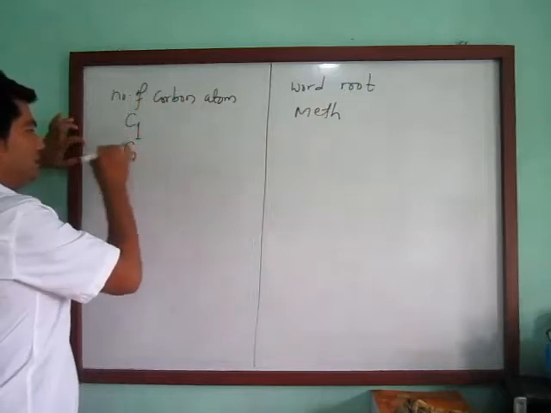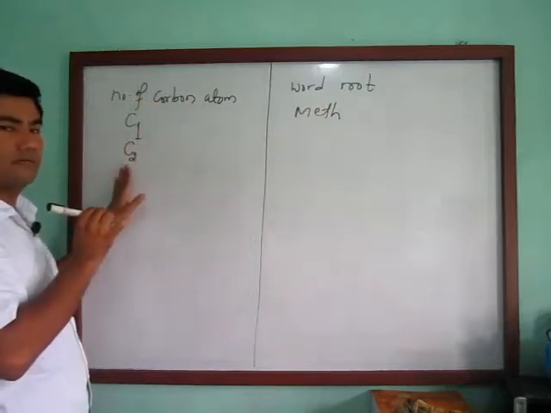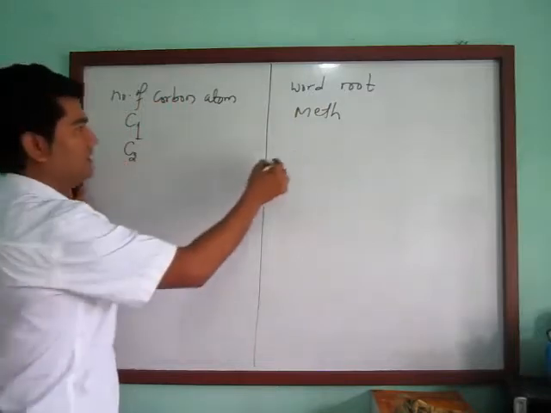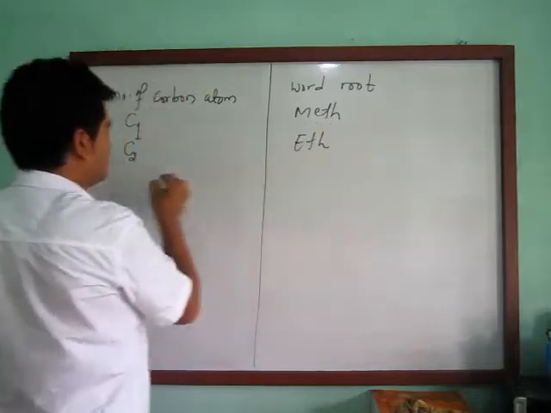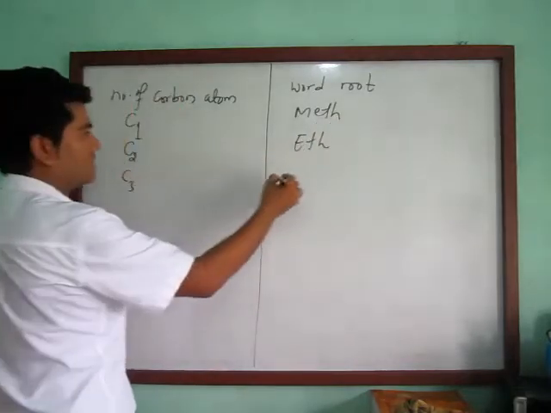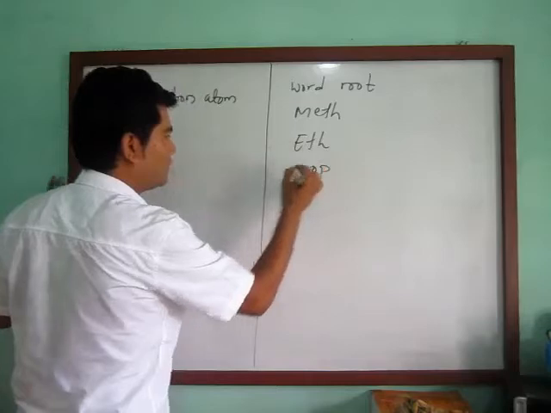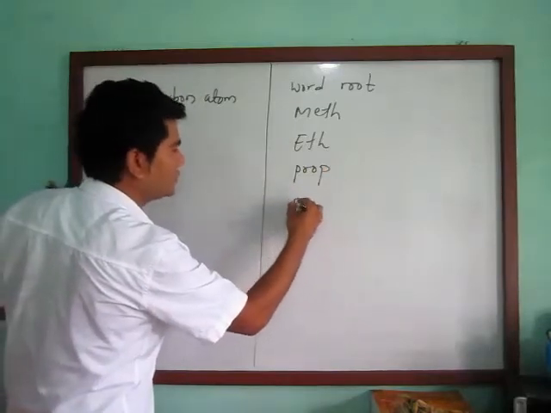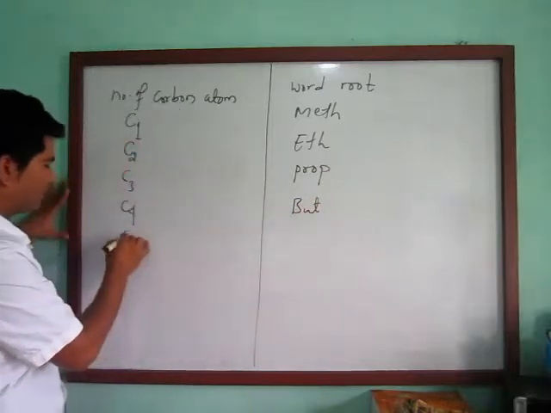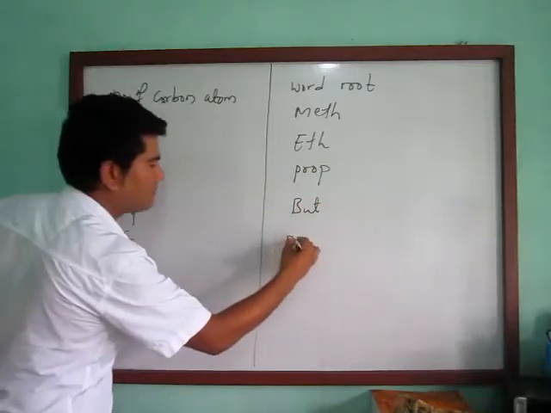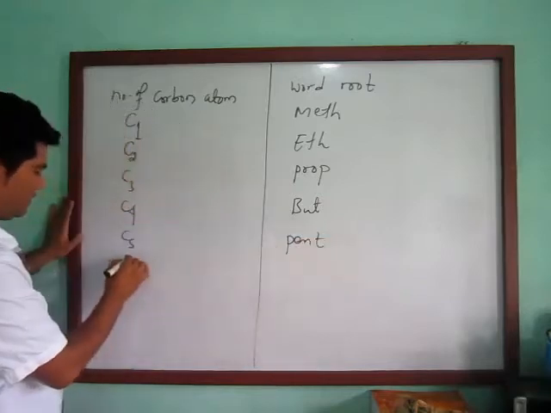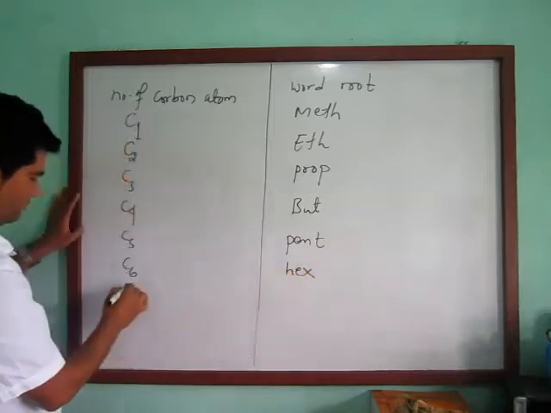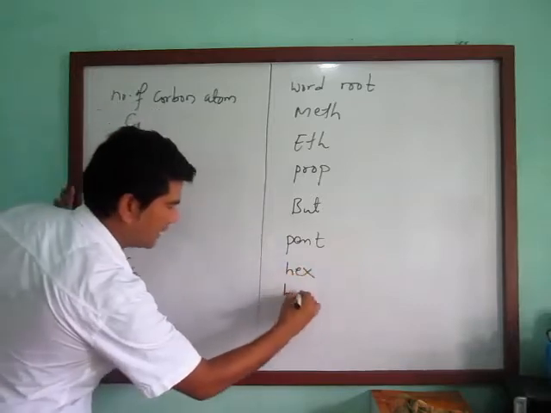Similarly, where two carbon atoms are present, we should use eth. For three carbon atoms we should use prop. If there are four carbon atoms, we should use but, and for five, pent, and for six you should use hex, and for seven we should use hept.